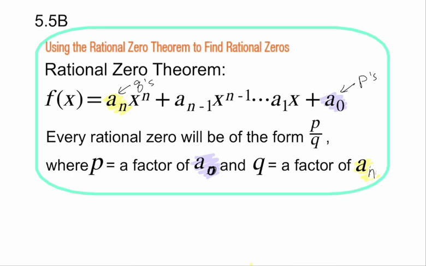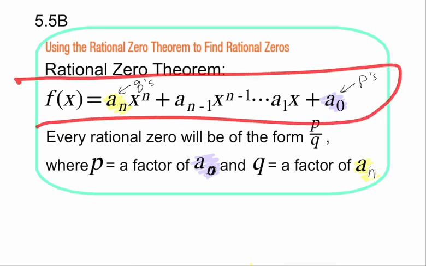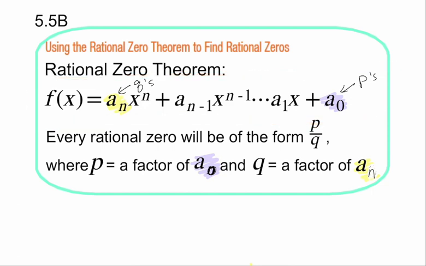So 5.5b is about the rational zero theorem. The rational zero theorem says that if we have a polynomial, every rational zero has to be related to our constant and our lead term. We get the p's by taking a factor of our constant, or our a sub 0. We get the q's by finding any factor that divides evenly into our lead term coefficient. So every rational zero we're going to find.